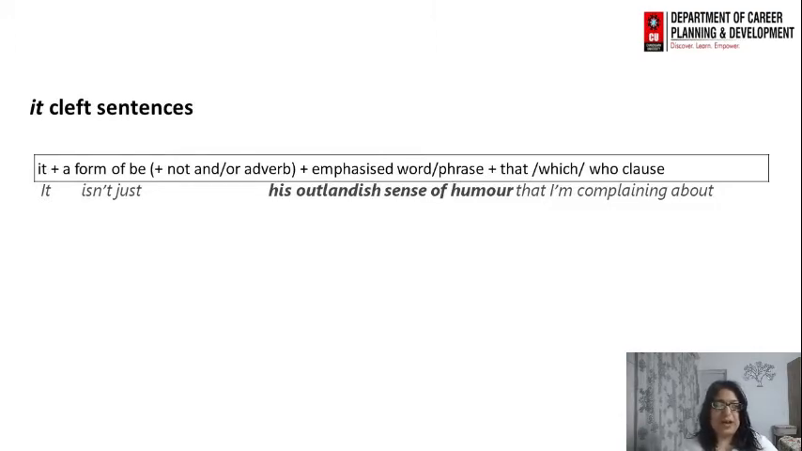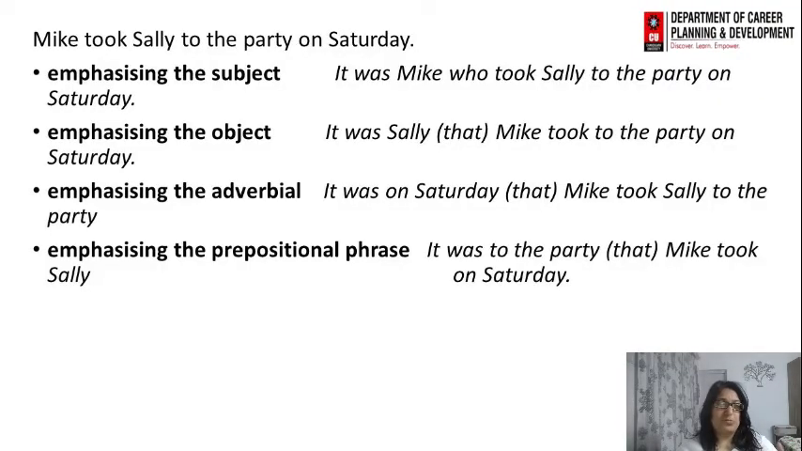So we can use this pattern to emphasize the subject, the object, or the simple sentence really, or an adverbial phrase or a prepositional phrase. Let's have another example. Mike took Sally to a party on Saturday, right? When we emphasize the subject, it was Mike who took Sally to the party on Saturday. Emphasizing the object, it was Sally that Mike took to the party on Saturday.